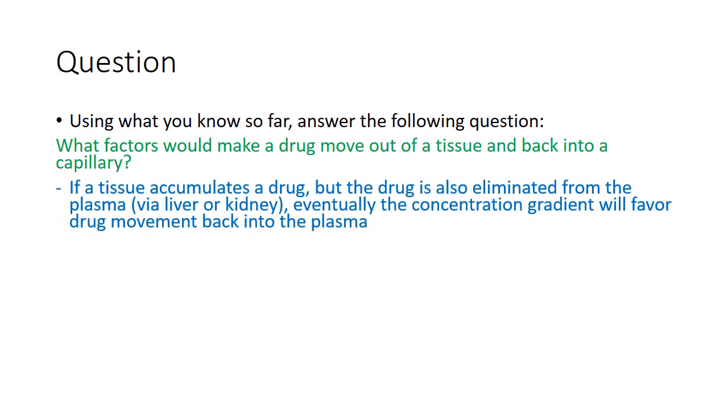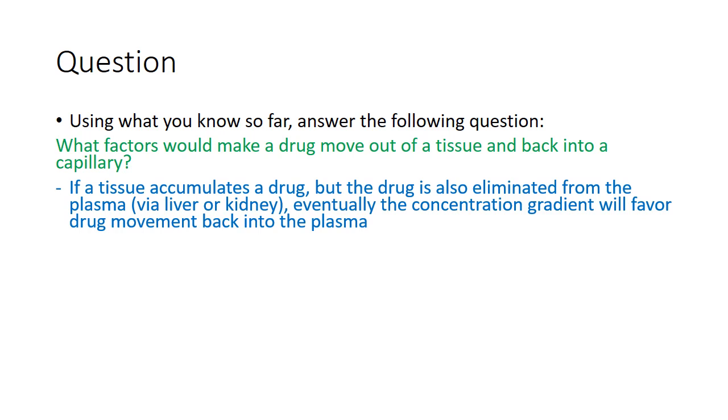If a tissue accumulates a drug, but the drug is also eliminated from the plasma, eventually the concentration gradient will favor drug movement back into the plasma. So even if the net filtration pressure of the fluid is positive and fluid is still leaving the capillary, if the concentration gradient is forcing the drug to move back in, it might go against the fluid. So that means if the drug concentration becomes lower in the plasma than it is in the tissue, you will draw some drug out of the tissue and back into the plasma, fighting against the fluid movement, right? That can happen, and the drug can go backwards against the fluid movement because of the concentration gradient.